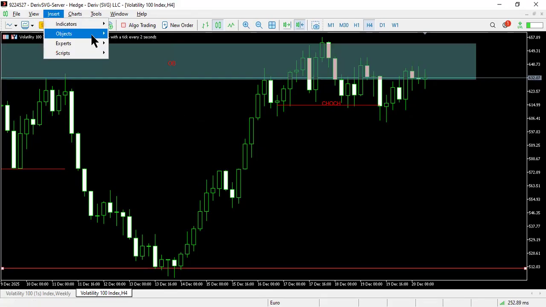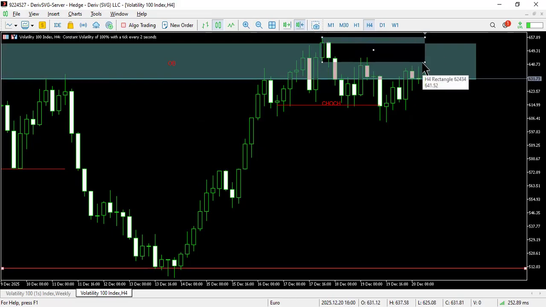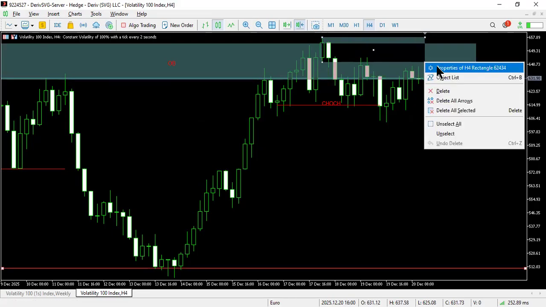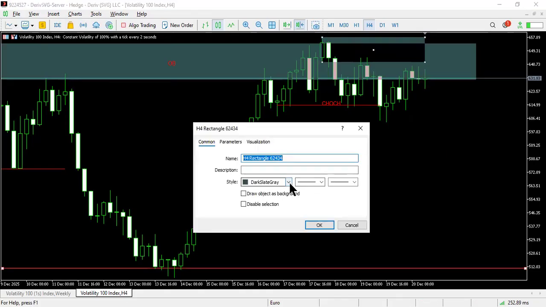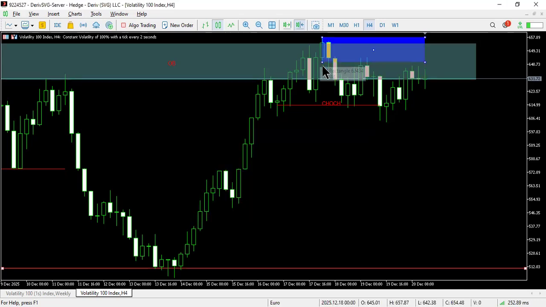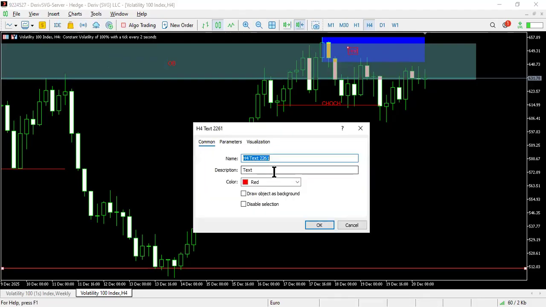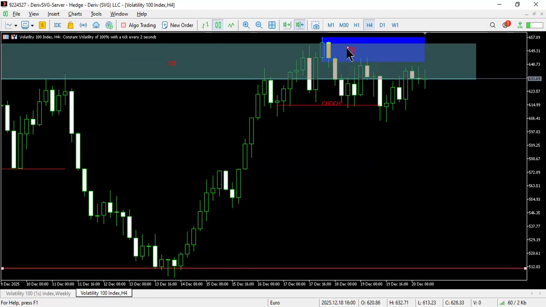Change of character, and then the other block which caused that change of character from the 4 hours, it is that one. That is the other block which caused the change of character. So that is the order block which caused that change of character.